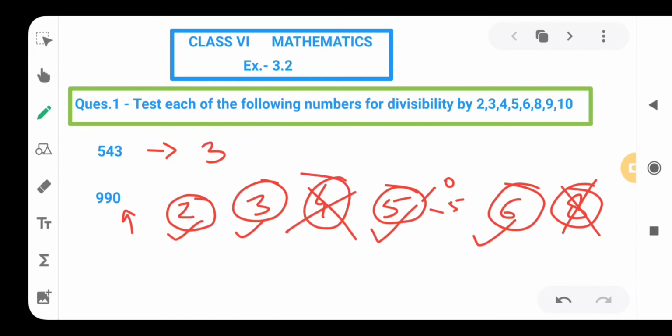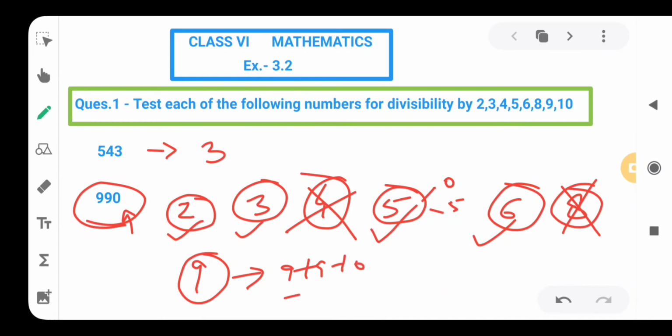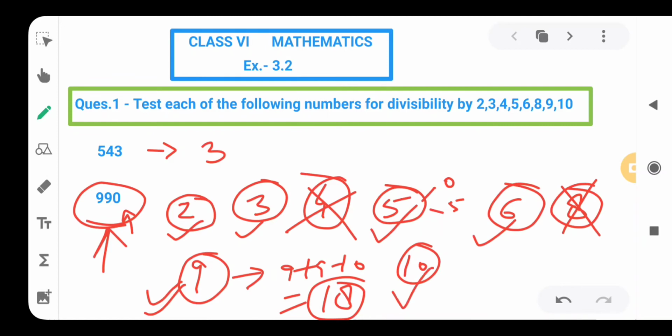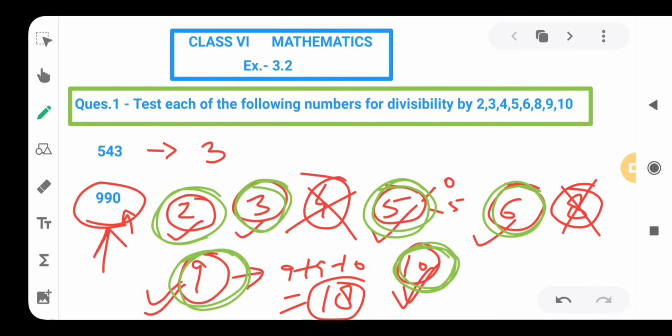Next is 9. Let's take the 9. According to the property of 9, we have to add the digits of 990. So I am going to add 9 plus 9 plus 0, that is 18, and 18 is easily divisible by 9, so 990 can be divisible by 9. Okay, and the last, that is, we are having 10. According to the divisibility of 10, we must have 0 at the unit place. Okay, 0 hamare paas hona chahiye unit place pe. So in this question we are having 0 at the last place, so 10 is a divisibility of 990. So here we are having the divisibilities of 990. I am going to mark it 2, 3, then 5, 6, 9 and 10. These are the divisibilities of 990.